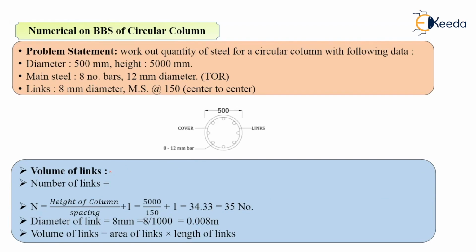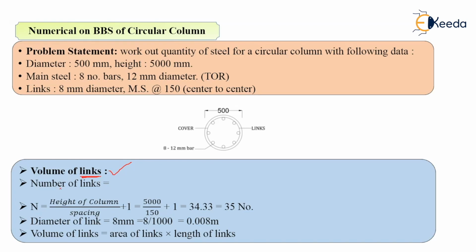Now the only part remaining is the links, or you can say stirrups. See, in column they are called links and in beam they are called stirrups. So if you get confused, links are nothing but stirrups, but they are called stirrups in beam, not in the column. In column, they are called links.